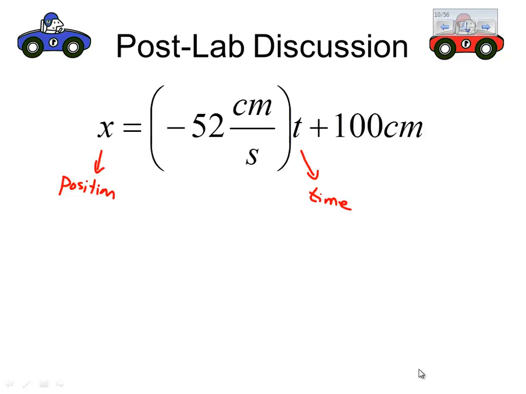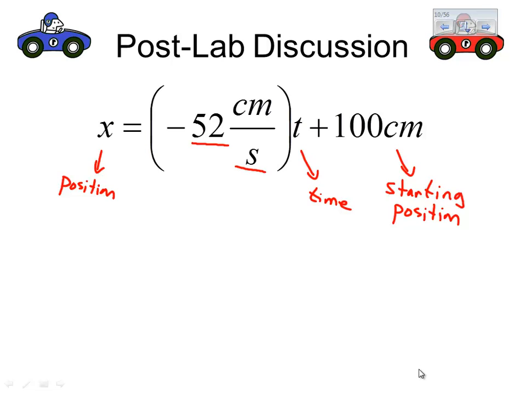Somebody tell me, what did we say the y-intercept represented about this object? The starting position. Starting position, good. And somebody else remind us what we said the slope tells us about the motion of the car. The speed. Yes, it tells us the speed. Now, this number and these units, 52 centimeters each second, that tells us how fast it's moving, right?